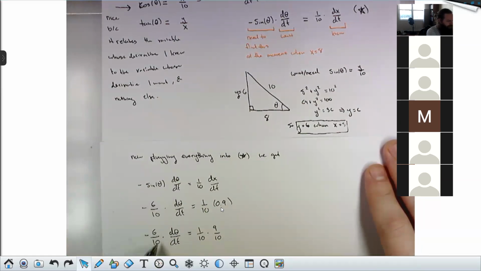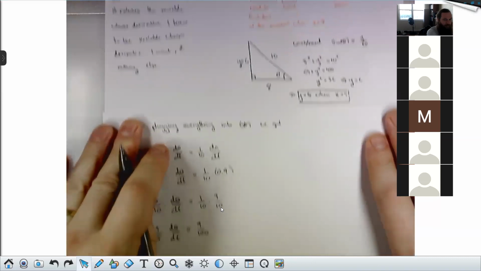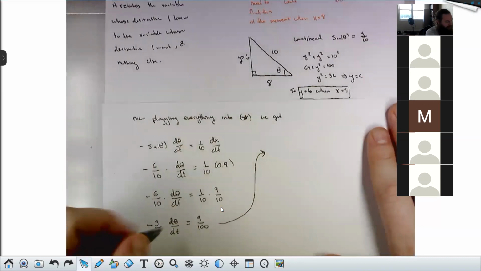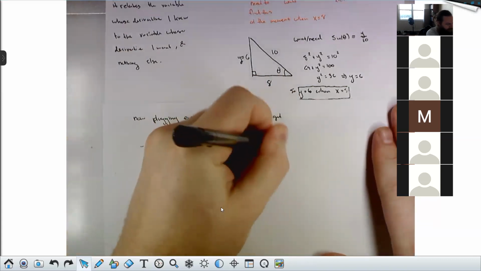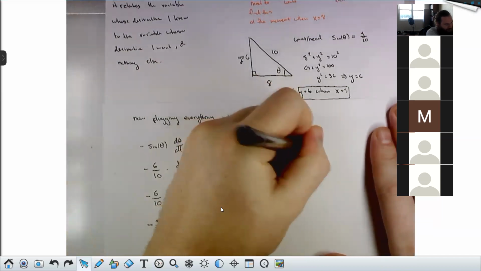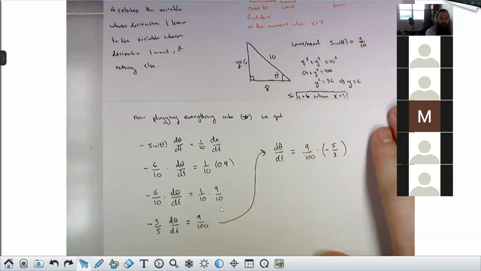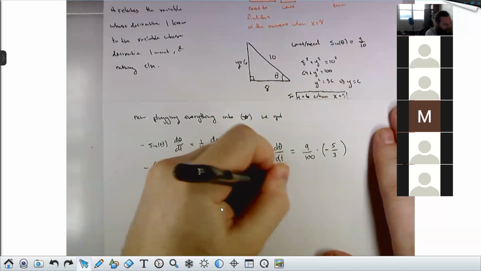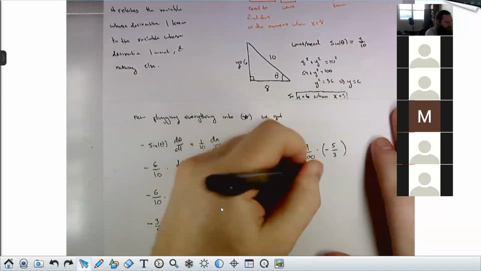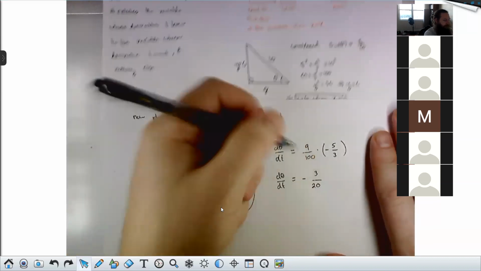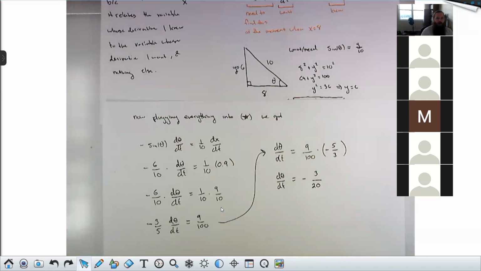So on the left here, 6 over 10, that's the same as 3/5. So negative 3/5 dθ/dt is equal to 9 over 100. And now I can multiply by the reciprocal of -3/5. Solving for dθ/dt, I get 9/100 times -5/3. And there's some cancellation here. I'll have -9 divided by 3 is 3, and 100 divided by 5 is 20. So -3/20. What are the units of dθ/dt? What is θ measured in, and what is t measured in?